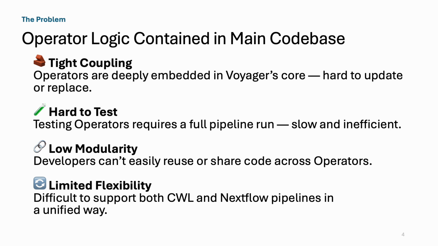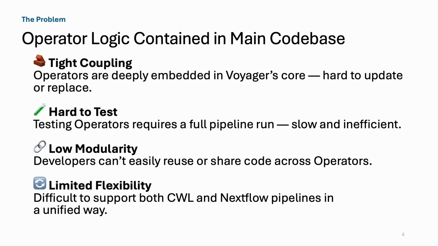Testing is another pain point. To validate an operator, we typically need to run the entire pipeline. That means slow iteration cycles and a lot of wasted compute just to verify basic logic. Our architecture also limits modularity. Developers can't easily extract, reuse, or share components between operators, leading to duplication and fragmented workflows.